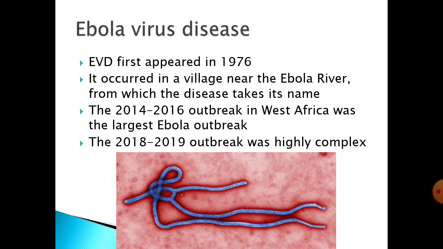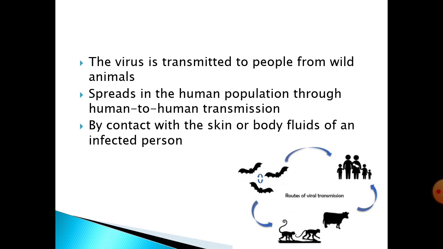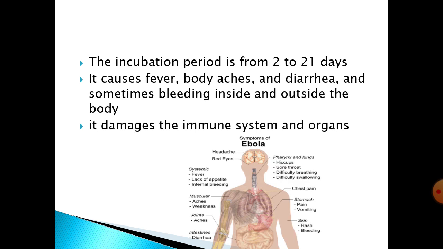Ebola virus disease first appeared in 1976. It occurred in a village near the Ebola River from which the disease takes its name. The 2014-2016 outbreak in West Africa was the largest Ebola outbreak. The 2018-2019 outbreak was highly complex. The virus is transmitted to people from wild animals. It spreads in the human population through human-to-human transmission by contact with the skin or body fluids of an infected person. The incubation period is from 2 to 21 days.